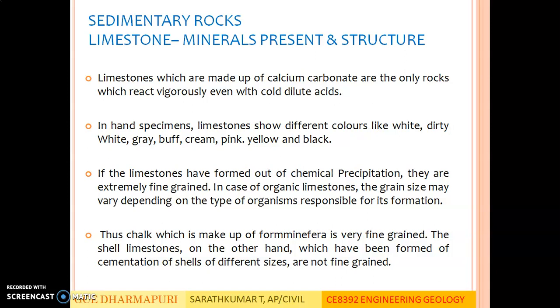Minerals present and structure in limestone. Limestones, which are made up of calcium carbonate, are the only rocks which react vigorously even with cold dilute acids. In hand specimens, limestones show different colors like white, dirty white, grey, buff, cream, pink and black. If the limestones have formed out of chemical precipitation, they are extremely fine grained. In case of organic limestones, the grain size may vary depending upon the type of organisms responsible for its formation. Thus, chalk, which is made up of foraminifera, is very fine grained.